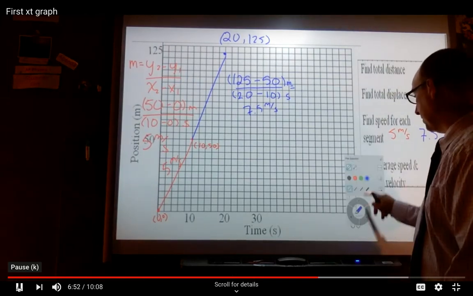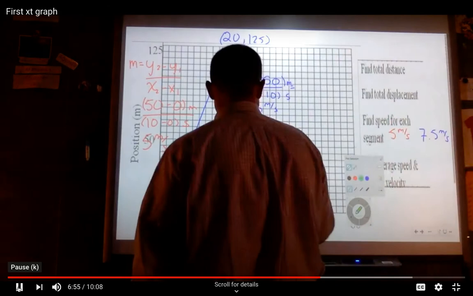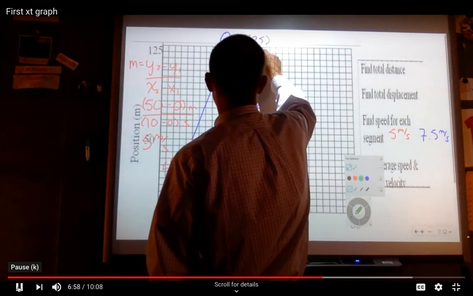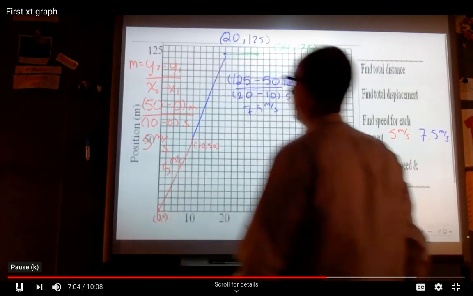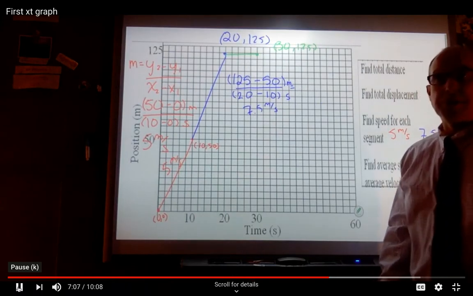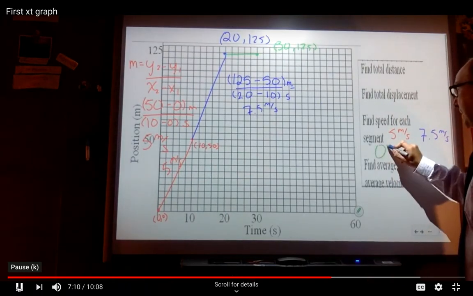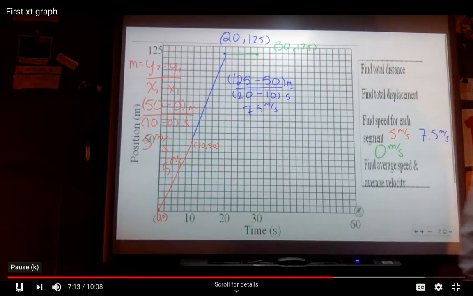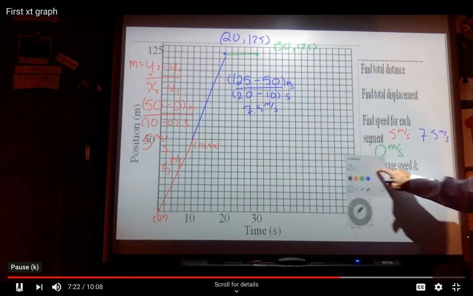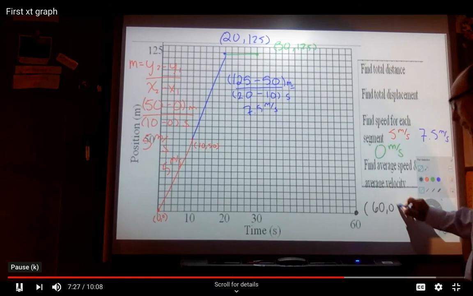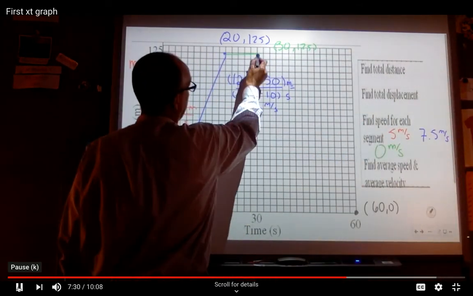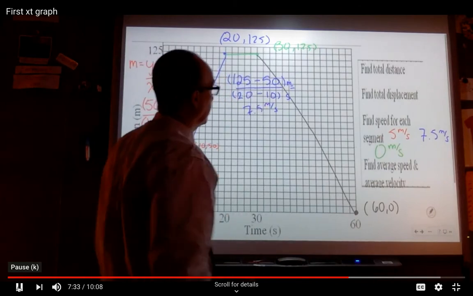He then rested for 10 seconds. So that's going to take me from 20, 125 to 30, 125. And you see that the slope of that line would be 0. And so that means that for that segment, his speed is 0 meters per second. Finally, he's going to return back to the start in an additional 30 seconds. So that's going to take me to 60, 0, and I'll try to connect this with a line. How good I am at drawing a straight line.